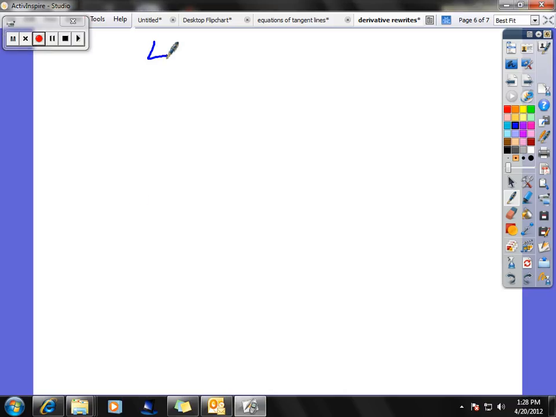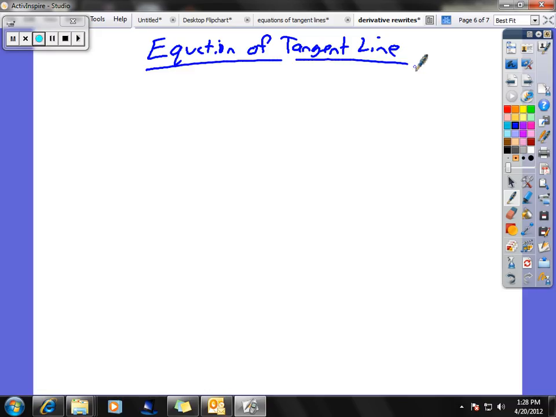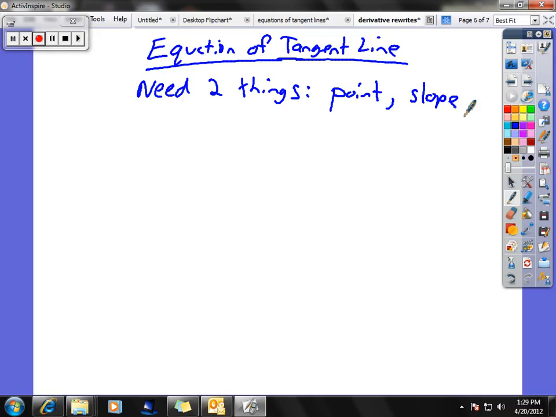So we're going to talk today about equations of tangent lines. Equation of a tangent line. To write an equation for a line, you always just need two things. So whenever you see a tangent line question, you just tell yourself, I need two things. What are they? A point and a slope.